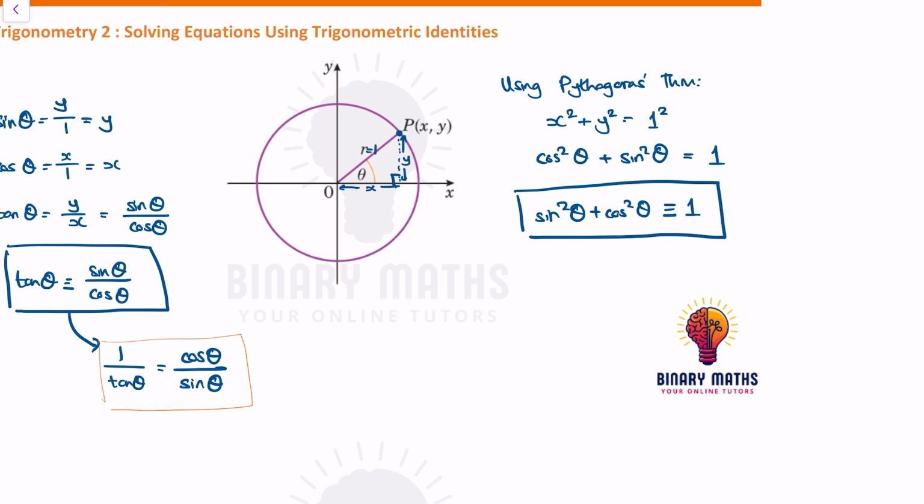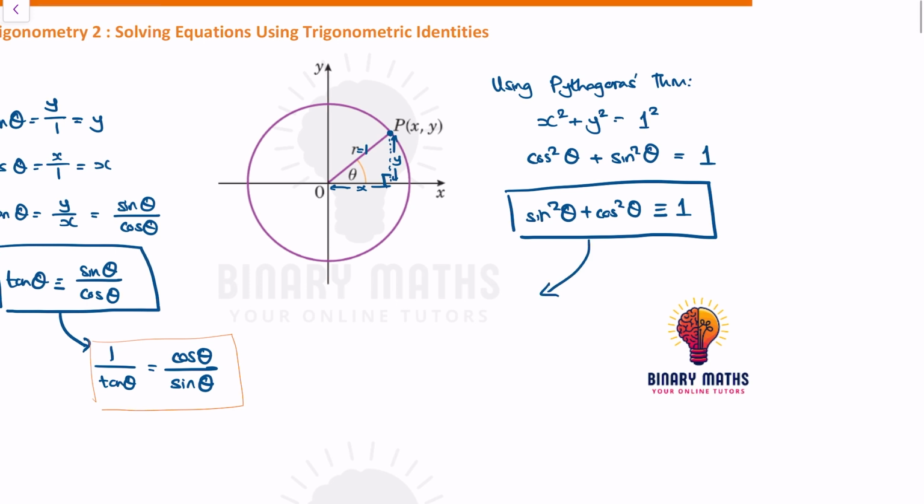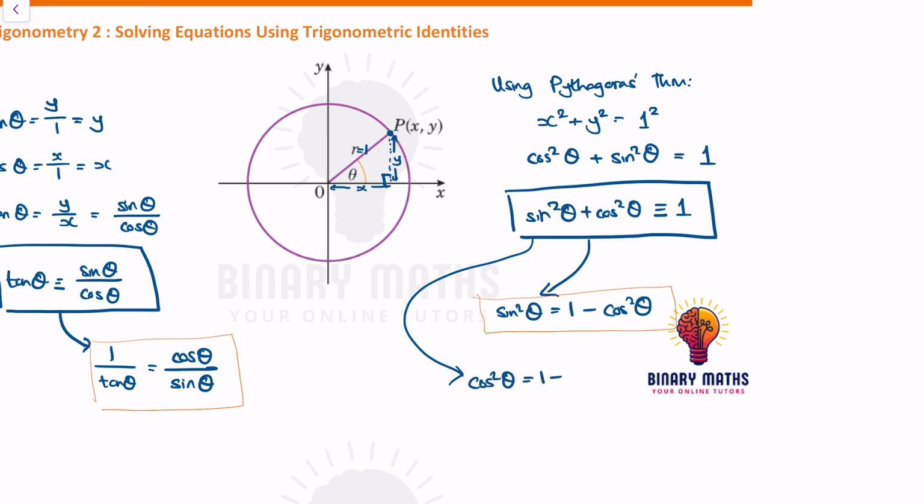If I look at this one, if I rearrange it and take the cos squared theta to the right hand side, then I get sine squared theta is equal to 1 minus cos squared theta. So that's another version of the same identity. But I could also take the sine squared over to the other side, so I get cos squared theta is equal to 1 minus sine squared theta. That is again a different version of the same identity. So just be comfortable using whichever version you need to, obviously when you're proving.